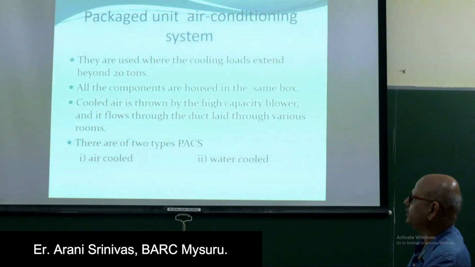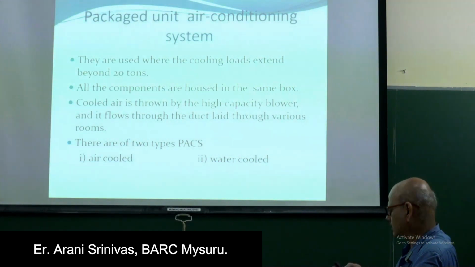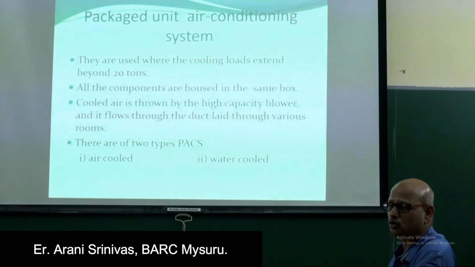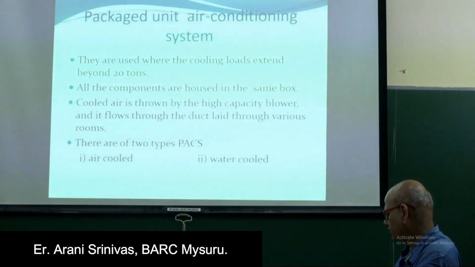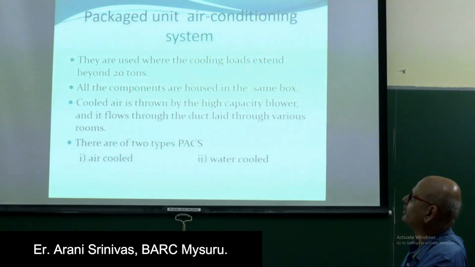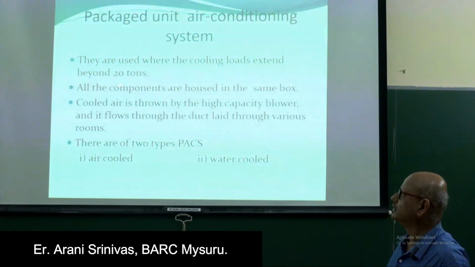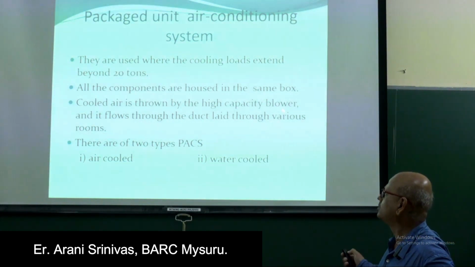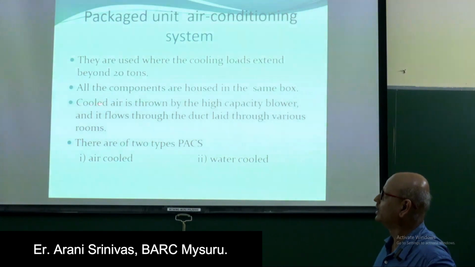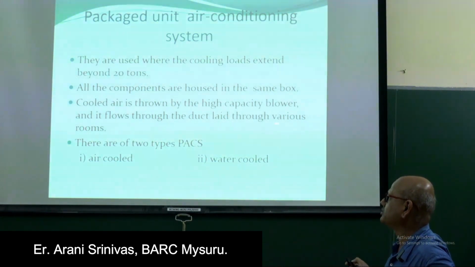Then came the package unit. Window air conditioners and split air conditioners come in capacities of a maximum of 2 to 3 tons. If the load is beyond that, we have to go for a package unit. Here they are used where the cooling loads extend beyond 20 TR. All components are housed in the same box, which is kept outside. Cooled air is thrown by high capacity blowers.